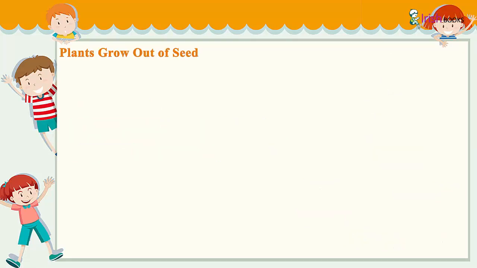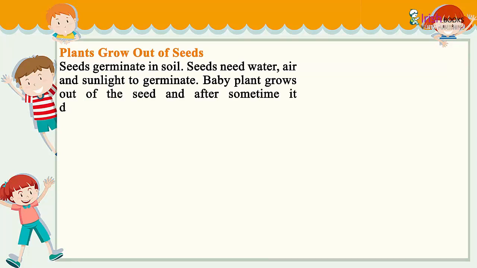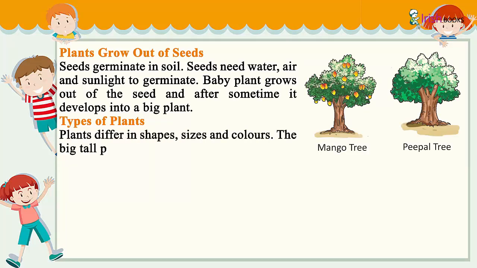Plants grow out of seeds. Seeds germinate in soil. Seeds need water, air, and sunlight to germinate. A baby plant grows out of the seed, and after some time it develops into a big plant.